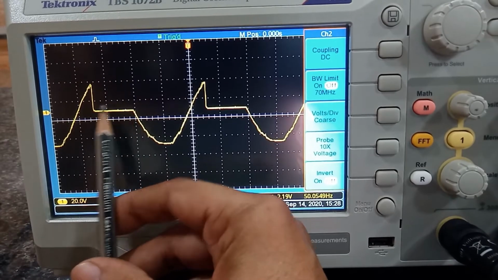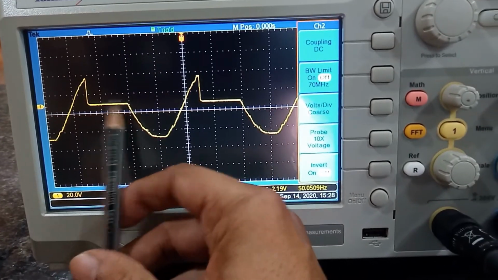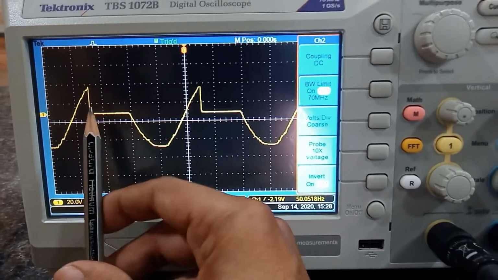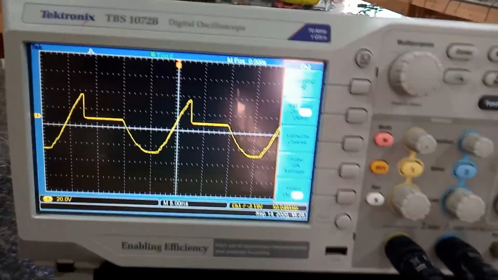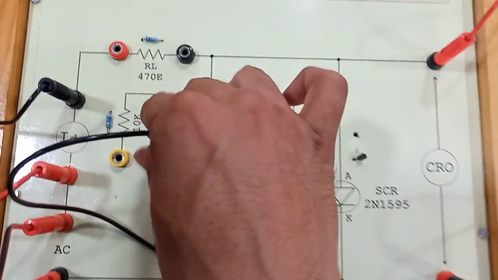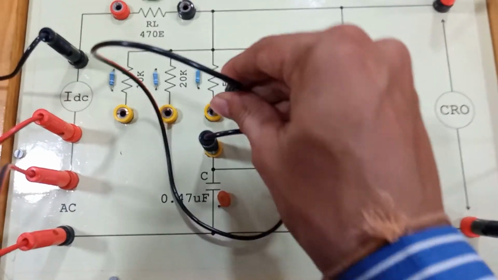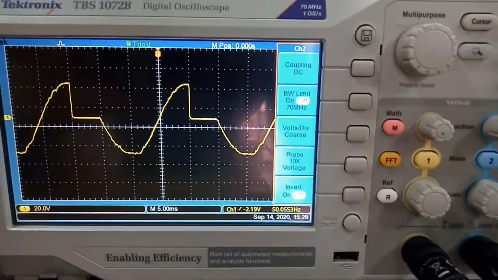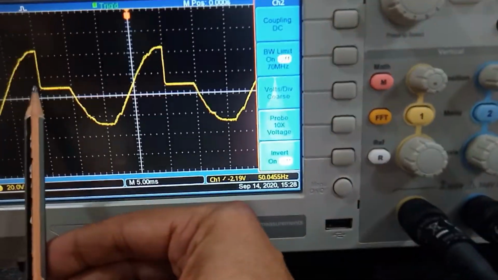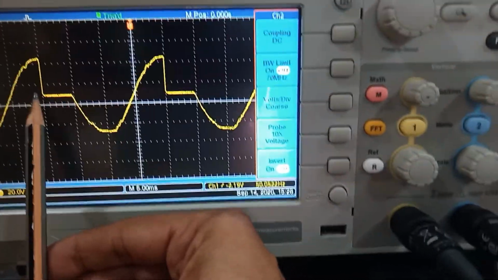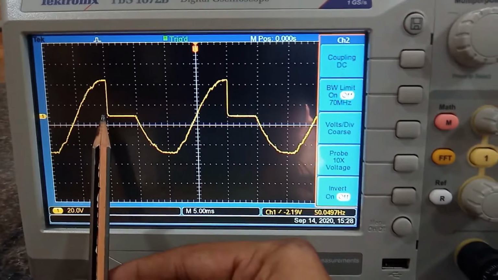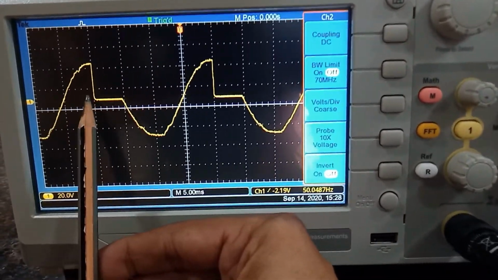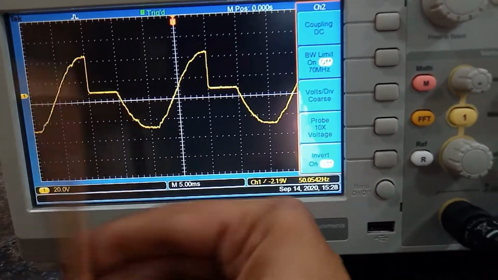And the conduction angle of an SCR decreases, right? The conduction angle of an SCR decreases. Further, if I connect 20 kilo ohms to 50 kilo ohms, then again you can see an increase in the firing angle. You can see the firing is almost done at 90 degrees, near about 90 degrees. It will not be exactly 90. So the firing angle increases and the conduction angle decreases.